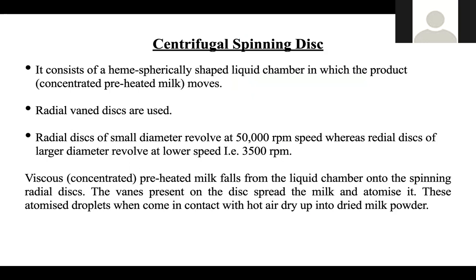Okay. So as you can see, there are radial vein discs which are used. A hemispherically shaped liquid chamber containing the product is present on the top of this disc. Then the liquid falls from the chamber to the revolving disc. This viscous preheated milk falls from the liquid chamber onto the spinning radial discs. These veins spread the milk out and atomize it. And as soon as these atomized milk droplets come in contact with the dry air of the drying chamber, they turn into milk powder. Now, as you can see, the third point I have written is that radial discs of small diameter revolve at 50,000 RPM speed, whereas radial discs of larger diameter revolve at lower speeds, that is 3,500 RPM.